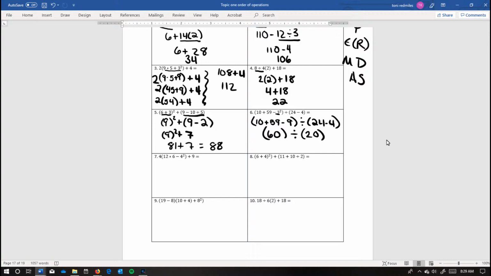Okay, so now I have division. I really didn't need to keep those parentheses. I could have written it 60 divided by 20 because I don't need those parentheses to show division. 20 goes into 60 3 times, okay? Very good.